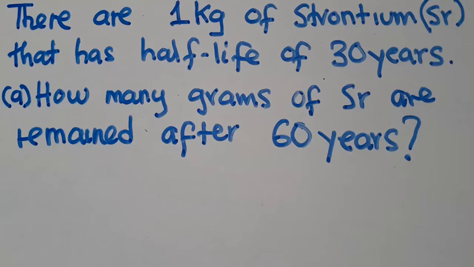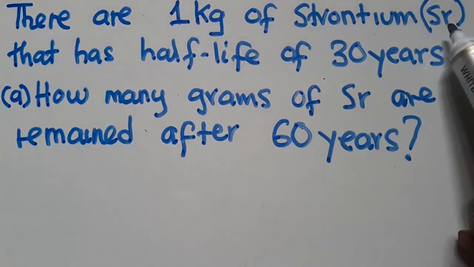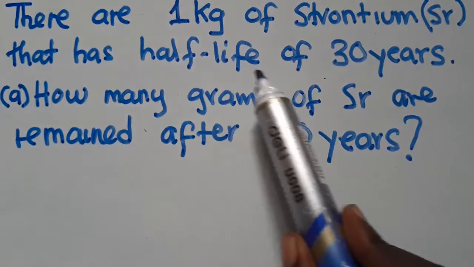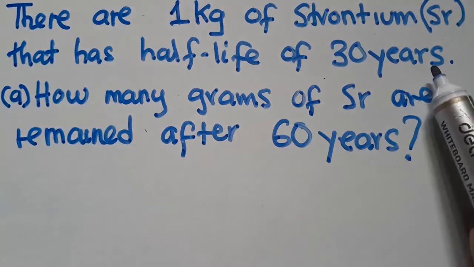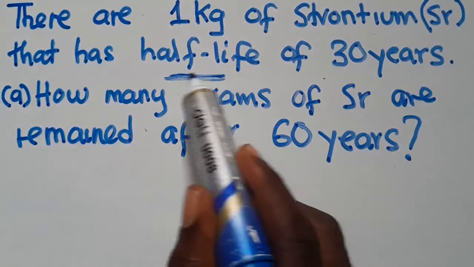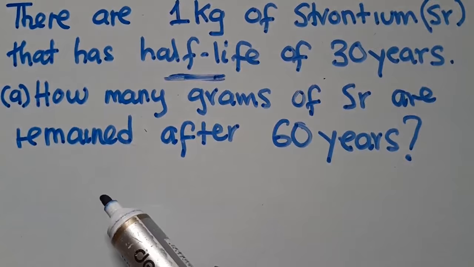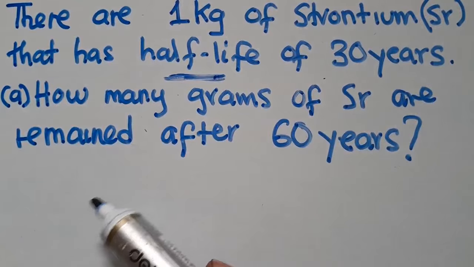So this is the first question that we are going to start with. The question is saying there are 1 kg of strontium, which is Sr, that has a half-life of 30 years. So there is a keyword here, which is half-life. Some questions will tell you to say, what is half-life? How can you define half-life?